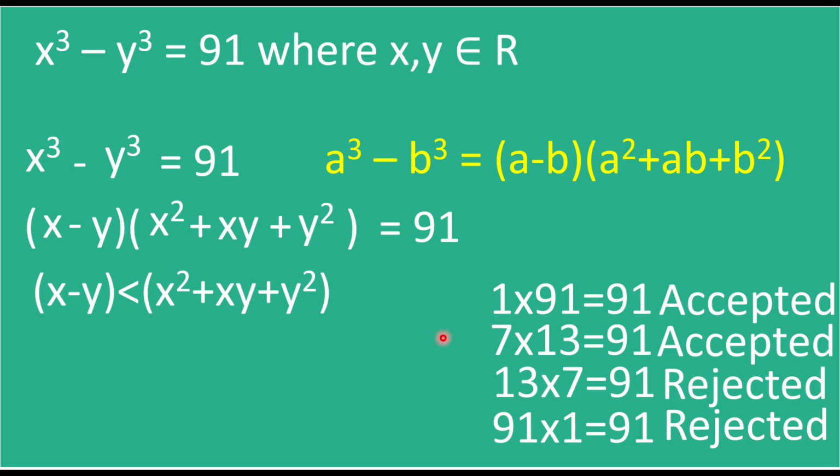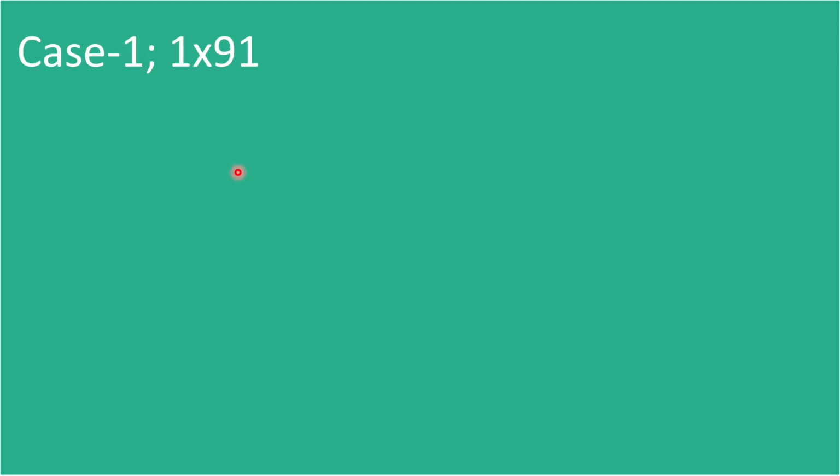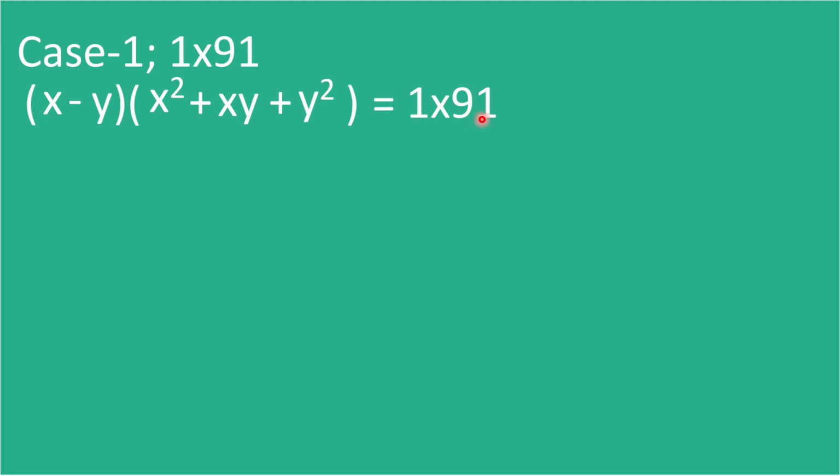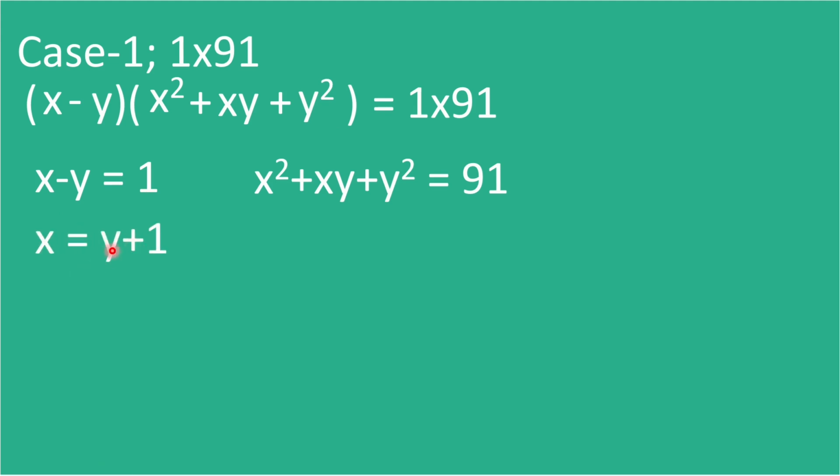By considering these two cases, let's discuss case 1, that is 1 and 91. So our equation is x minus y into x squared plus xy plus y squared equal to 1 times 91. Now we have made the factors of 91, and now we will compare this x minus y with this 1. So x minus y equals 1 and x squared plus xy plus y squared equals 91. Now x minus y equals 1 means that x equals y plus 1, and now we will put x equal to y plus 1 in this equation.